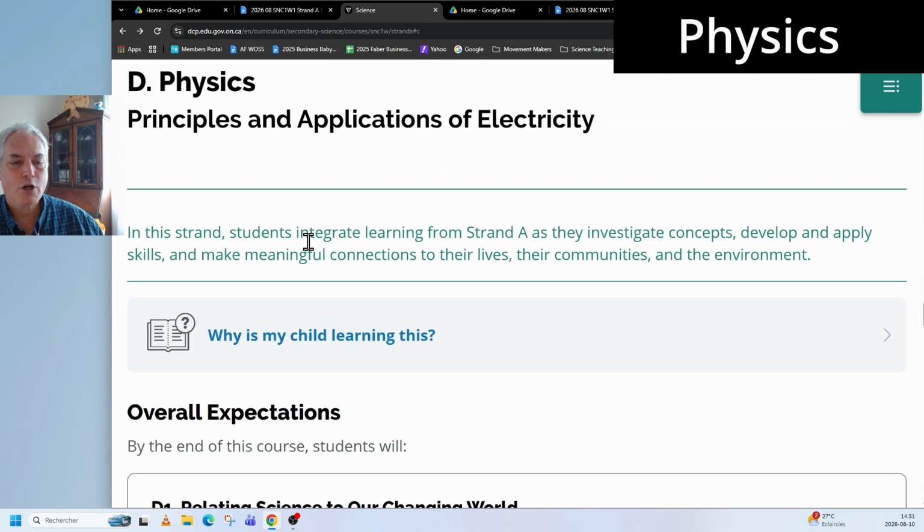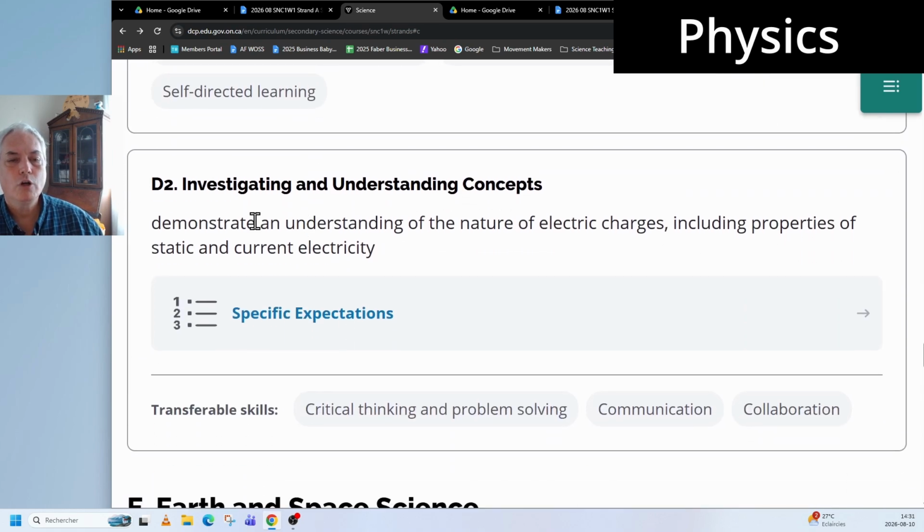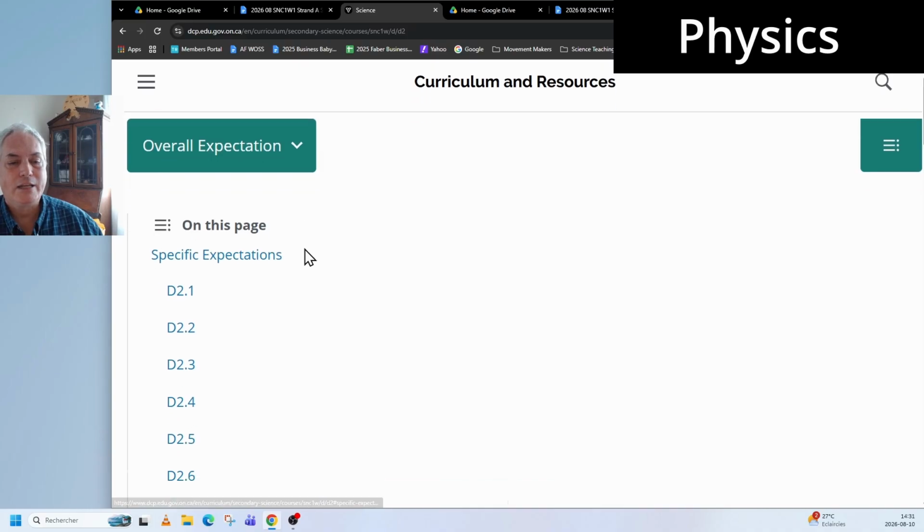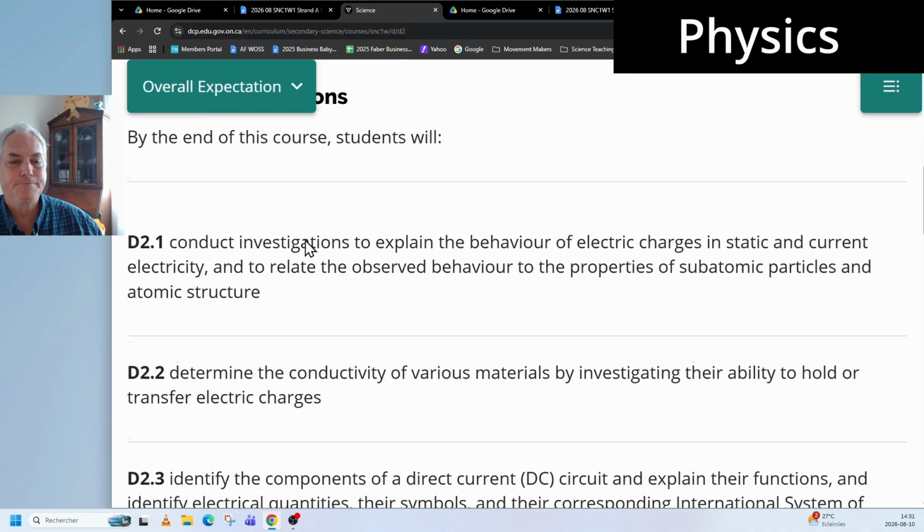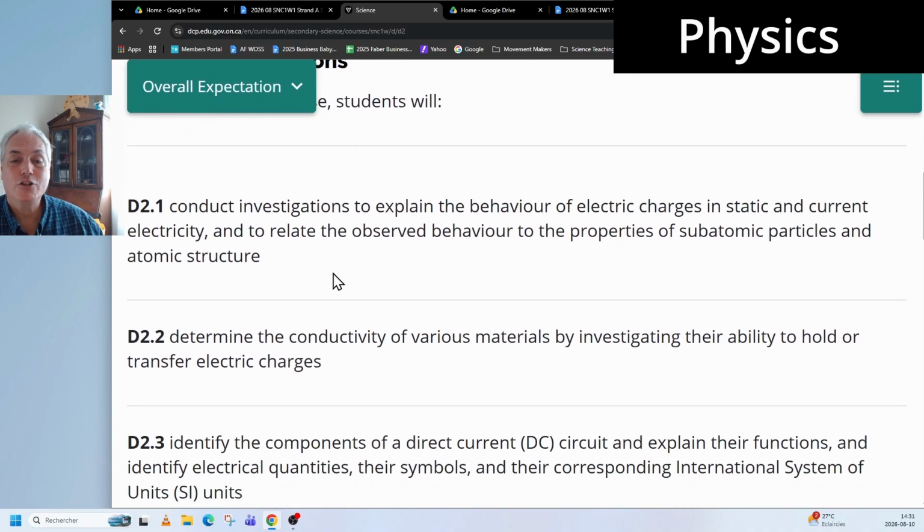The next bit is part D, related to investigating and understanding the concepts. And here, demonstrate an understanding of the nature of electric charges. So here, electrons, so positive and negative charges, including properties of static and current electricity. So let's see what we've got. Here we have conduct investigations to explain the behavior of electric charges in static and current electricity, to relate the observed behavior to the properties of subatomic particles and atomic structures.